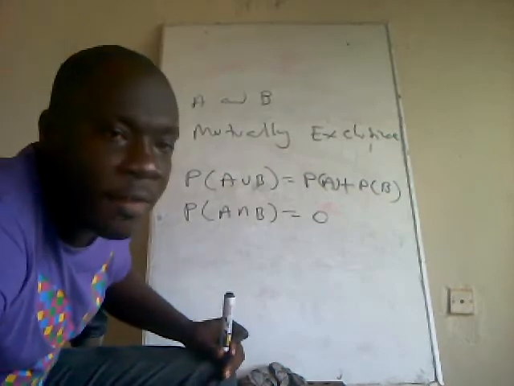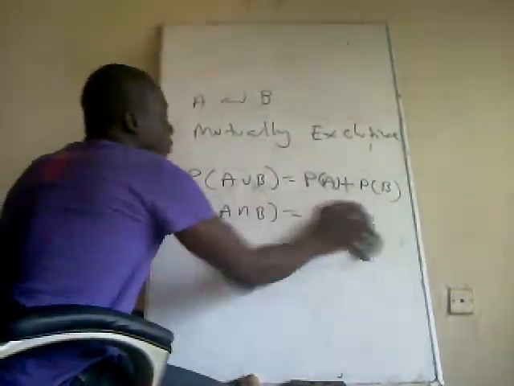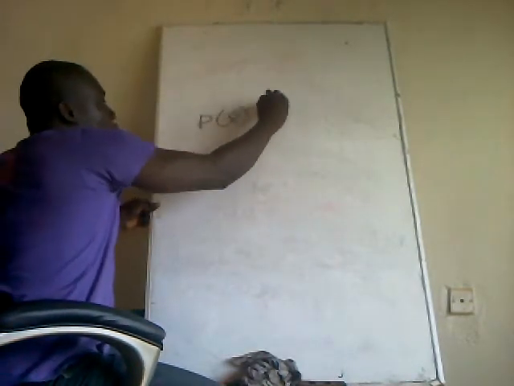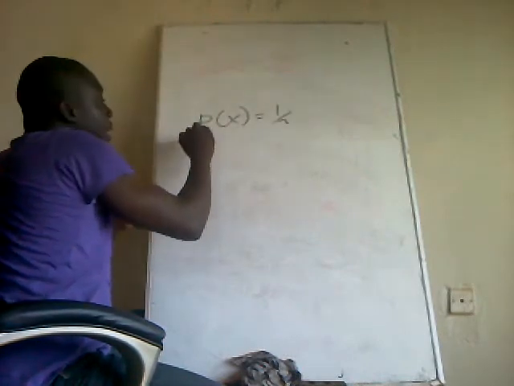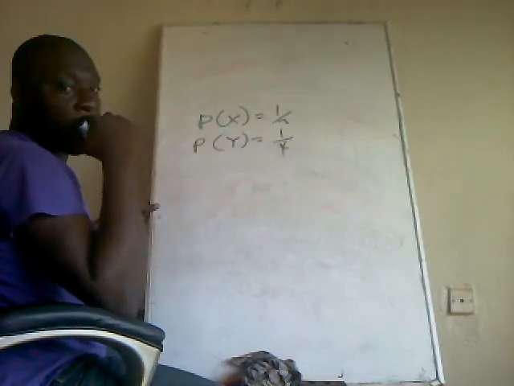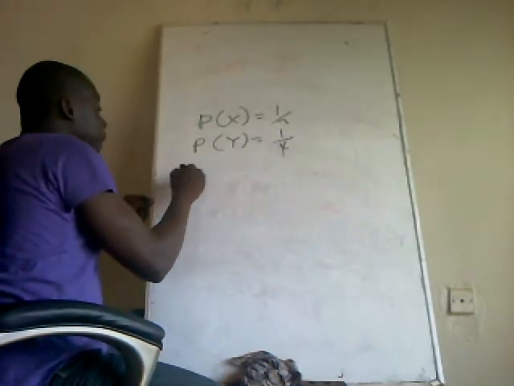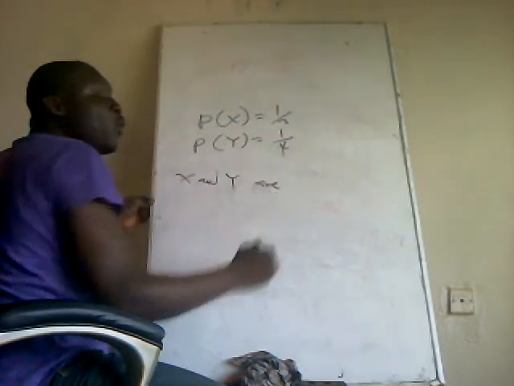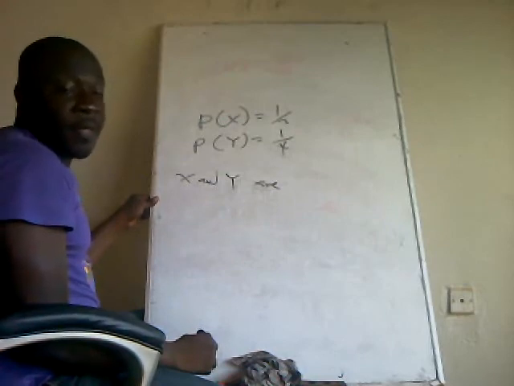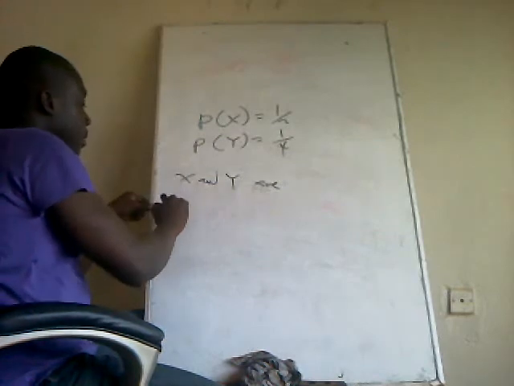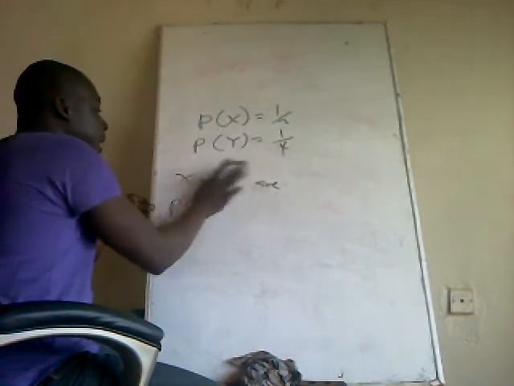Let's take a very simple question. If the probability of x is equal to 1 over 2 and the probability of y is equal to 1 over 4, given that x and y are mutually exclusive, we are supposed to find P of x union y.